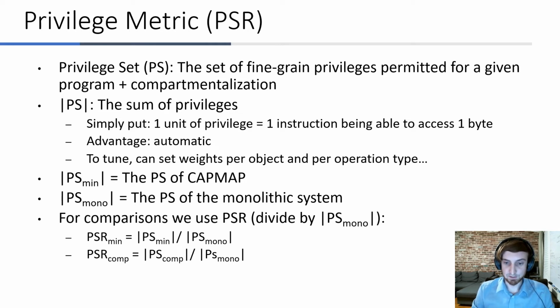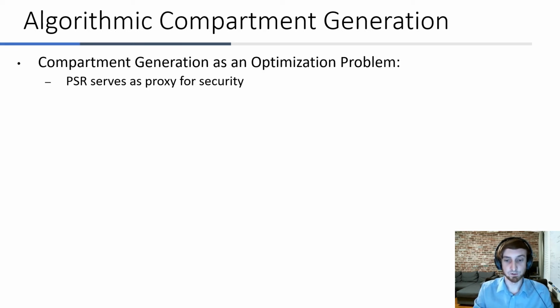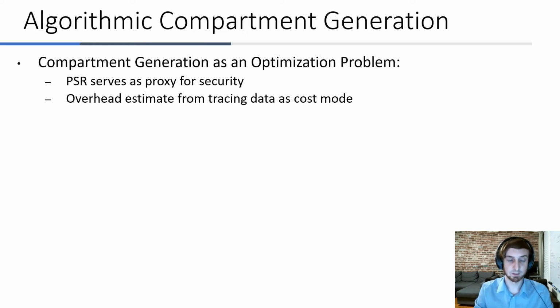And what that means is for any compartmentalization, its PSR is a value between PSR-min, the least privilege theoretical lower bound, and 1, which is the upper bound of the monolithic case. So it's a number between PSR-min and 1. And once we have a quantitative way of thinking about privilege, that enables us to pose compartment generation as an optimization problem. So in particular, PSR serves as our proxy for security. It's telling us how much privilege reduction we have.